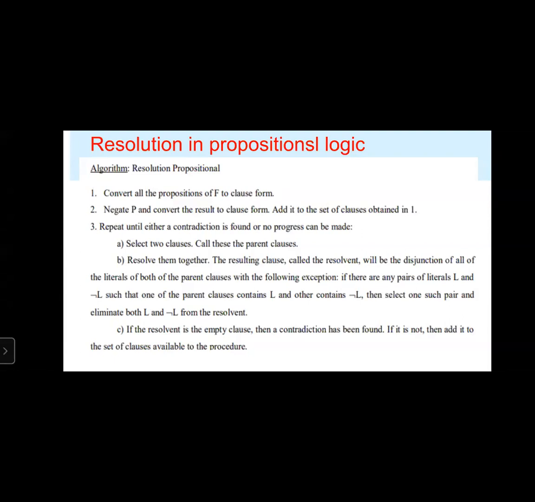Therefore, if two clauses C1 and C2 contain a complementary pair of letters L and not L, then these clauses may be resolved together by deleting L from C1 and not L from C2 and constructing a new clause by the disjunction of the remaining letters in C1 and C2. This new clause is called the resolvent of C1 and C2. The clauses C1 and C2 are called parent clauses of the resolvent clause.